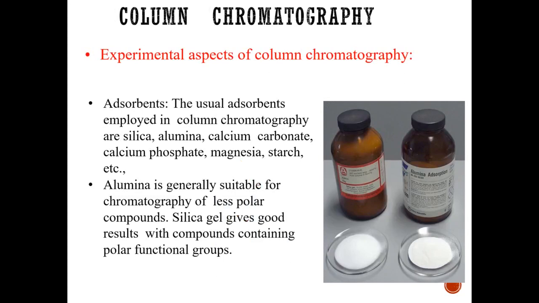In this slide, we'll see some experimental aspects of column chromatography. First one is adsorbent. The usual adsorbents employed in column chromatography are silica, alumina, calcium carbonate, calcium phosphate, magnesium, starch, etc. Alumina is generally suitable for chromatography of less polar compounds. Silica gel gives good results with compounds containing polar functional groups.